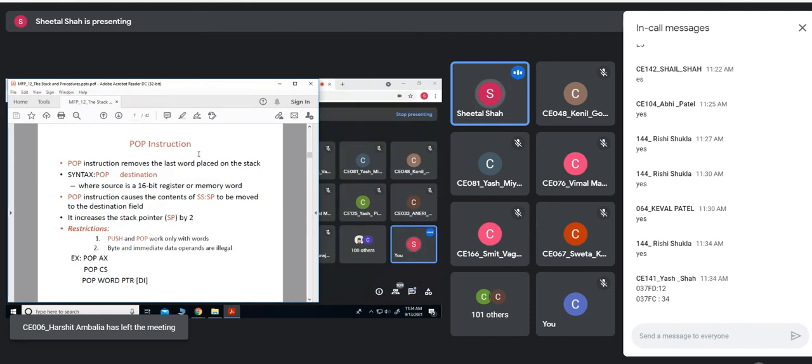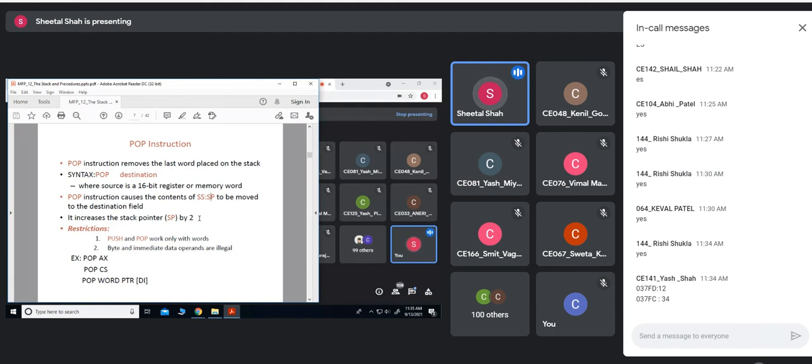The next instruction is the pop instruction. Push instruction would place the data onto the stack. The pop instruction would retrieve the data from the stack. The pop instruction removes the last word placed onto the stack. Pop destination: as in the push instruction, where the source can be a 16-bit register or a memory word, similarly the destination can also be a 16-bit register or a memory word. The pop instruction causes the content of SS:SP to be moved to the destination, and after the data is copied into the destination, the stack pointer is incremented by 2.